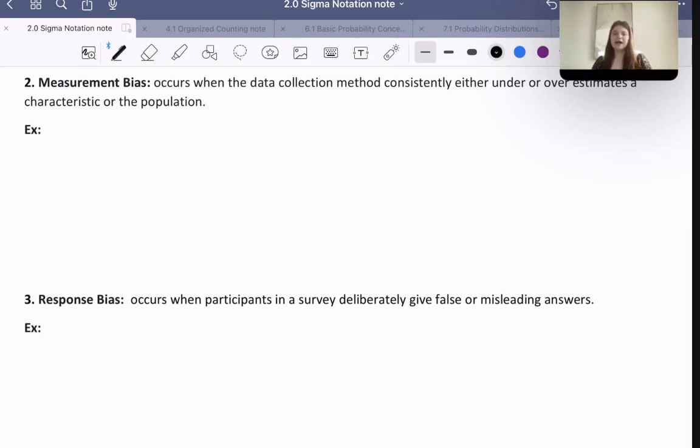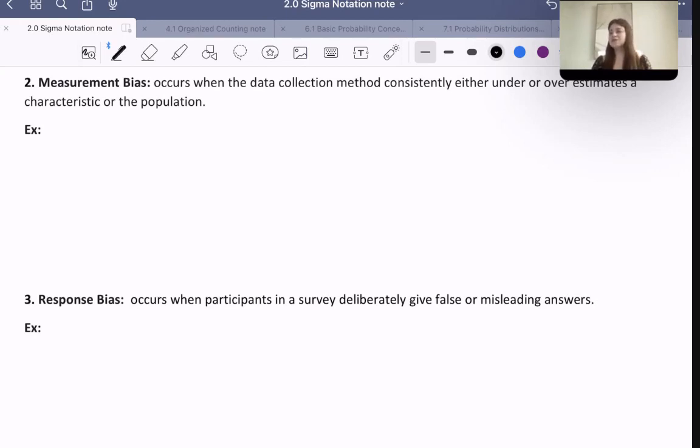right? Let's say the surveyor might also decide to only question a specific group when that specific group doesn't always accurately represent the entire population. That could be a problem. Or the surveyor only questions specific people they know. That can occur as well.